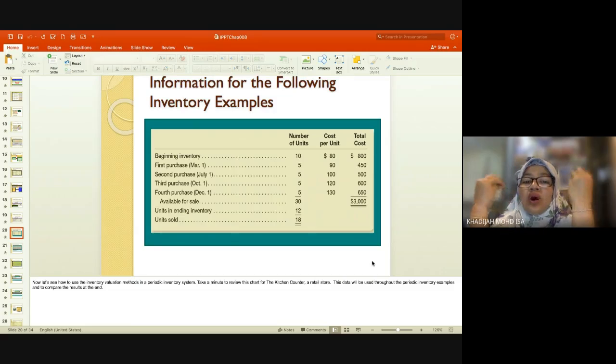But what is the cost of the goods sold? Given this information, then you have to decide whether you are going to use the average method, FIFO, or LIFO, right? So I think maybe I should share here. Do you get the idea now for periodic? I think that periodic is more interesting.